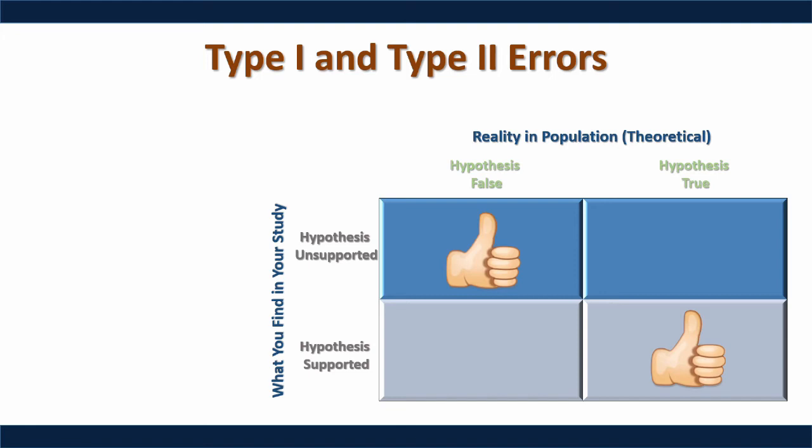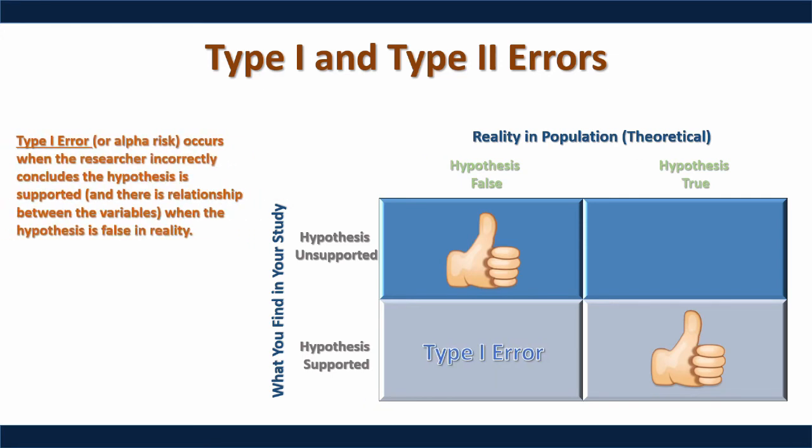This is what we call error. In the case where you say your hypothesis is supported by data and in actuality it is not, we call this type 1 error. You may want to think about this as being a case of a false positive. We generally want to keep type 1 error, or alpha risk, low, at below 5%.